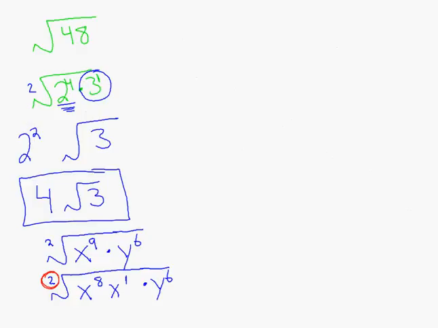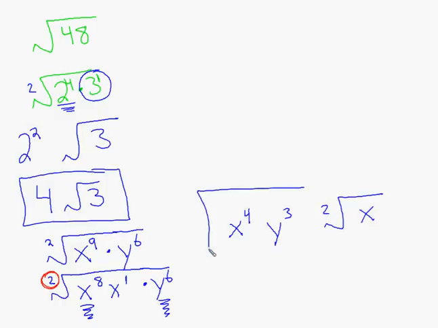So now I'm going to take that and, well, what's 8 divided by 2? So I have x to the 4th. So I could do that one. Can I divide the 1 by 2? No. And what about this y to the 6th? Y to the 3rd. Okay, and I have square root of x is left. Now I don't need to write that 2, but if it were any other index, then I would.